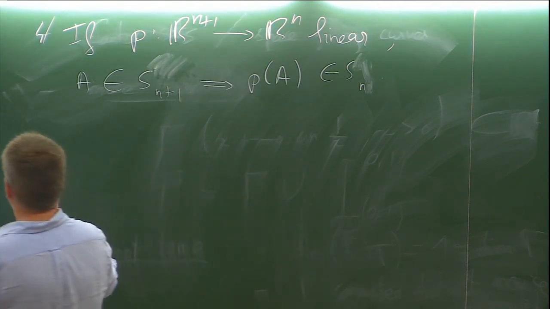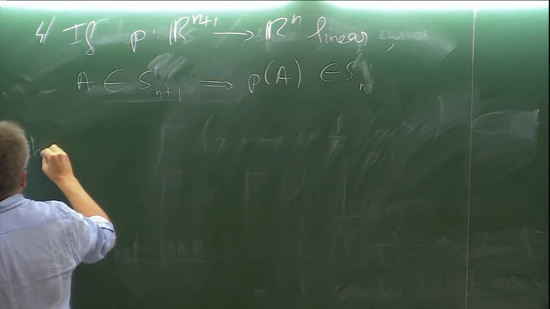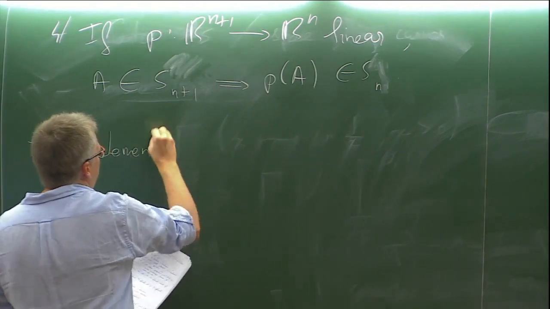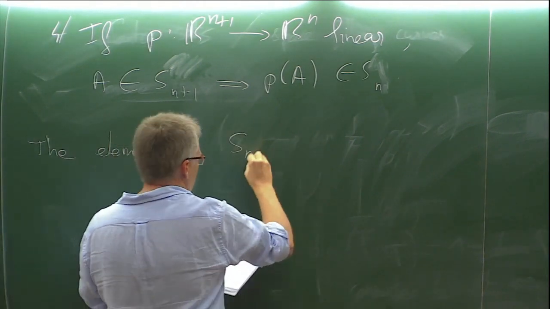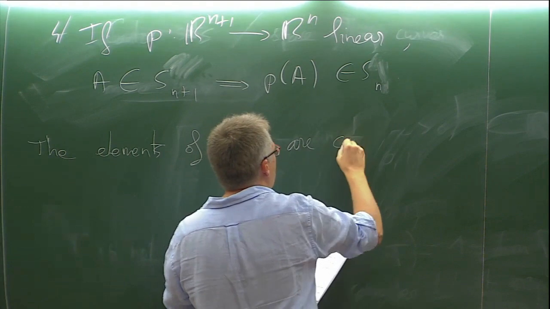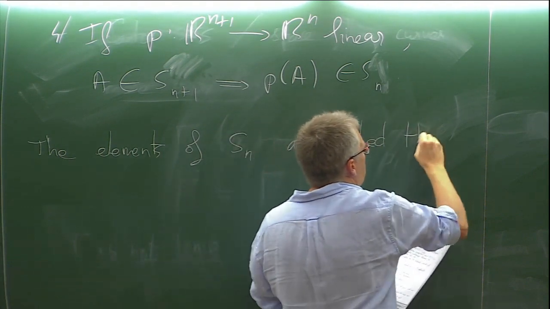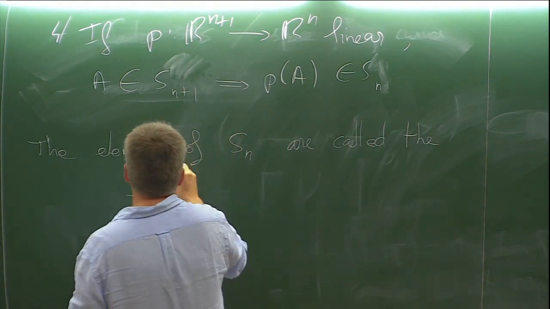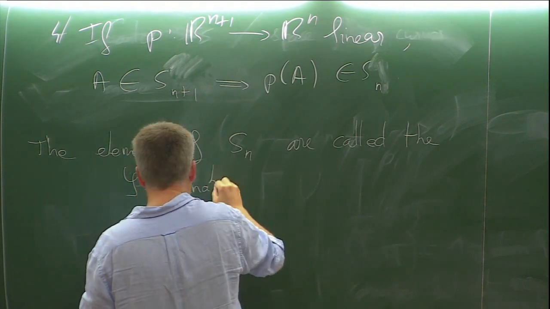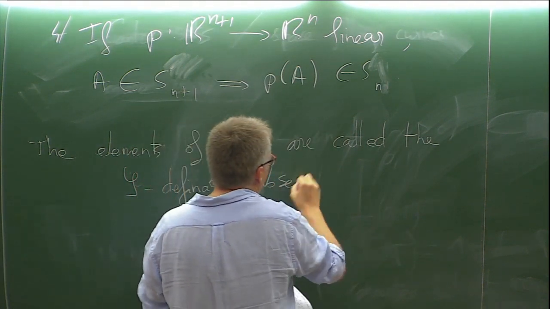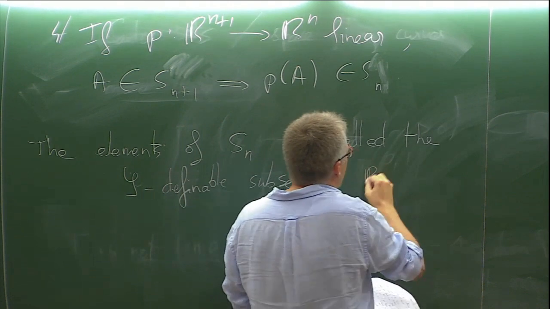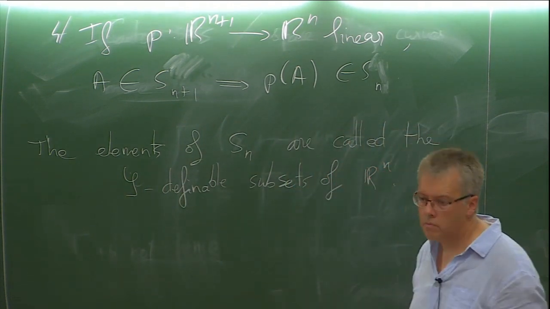So the elements of S_n are called the S-definable subsets of Rn. So these are the only subsets of Rn you are allowed to play with.